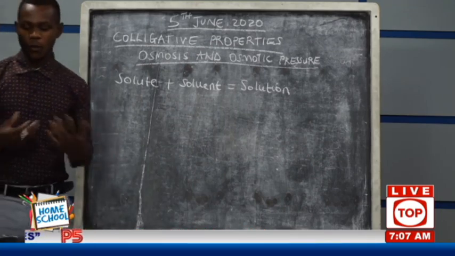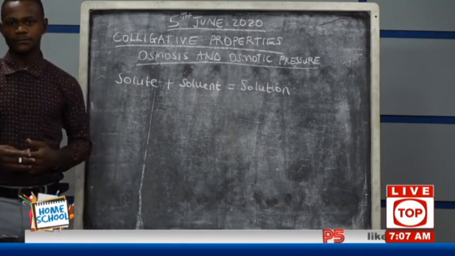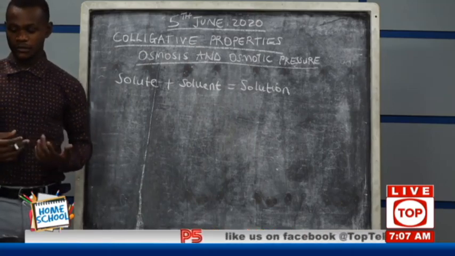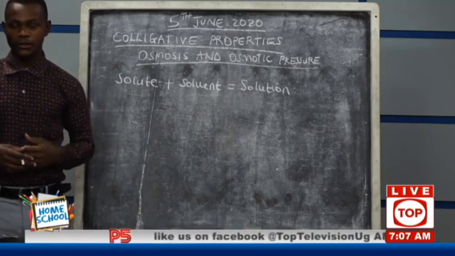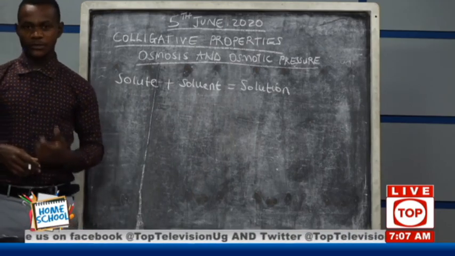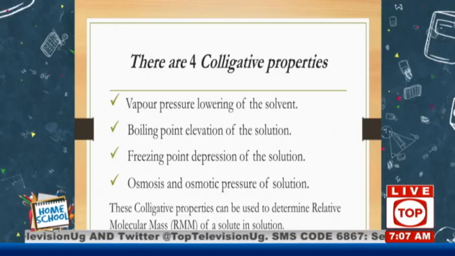We said, one, we have vapor pressure lowering of the solvent. Two, we have boiling point elevation of the solution. If you can look at the slide. Freezing point depression of the solution. Also we have osmosis and osmotic pressure of the solutions. Okay, those are the four properties we have been looking at.